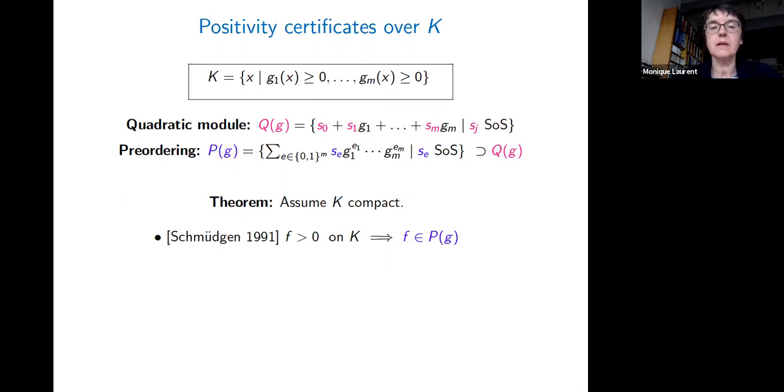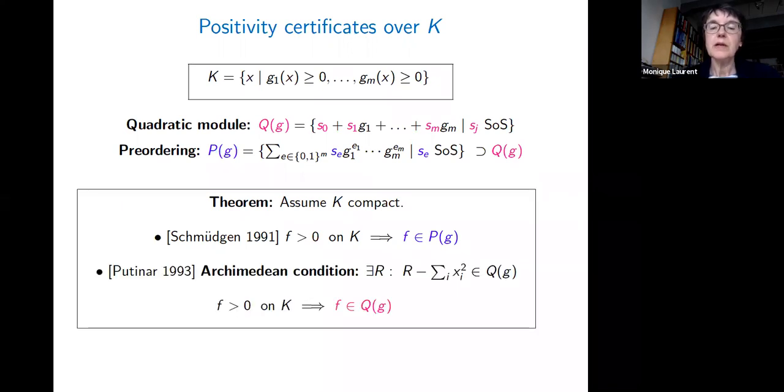The result of Putinar says that we make a tiny additional assumption on the set K. Namely, let's assume that we can find a radius R for which R minus the sum of x_i squared lies in the quadratic module. This is simply saying there is an explicit ball constraint which lies in the quadratic module. And then what Putinar showed is that if f is strictly positive on K, then f lies in the quadratic module.